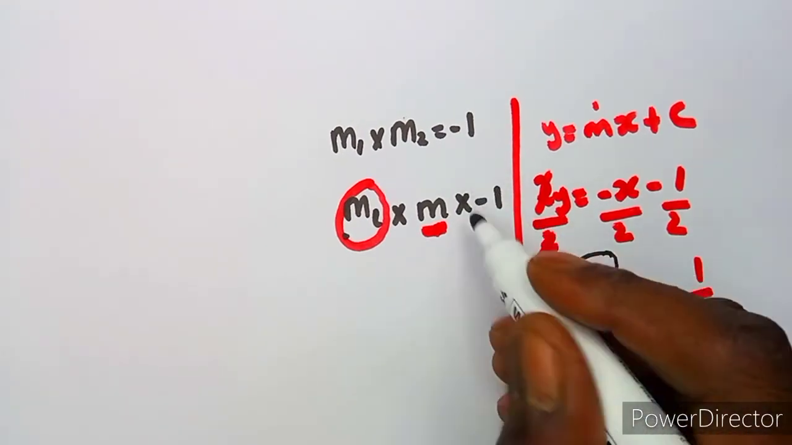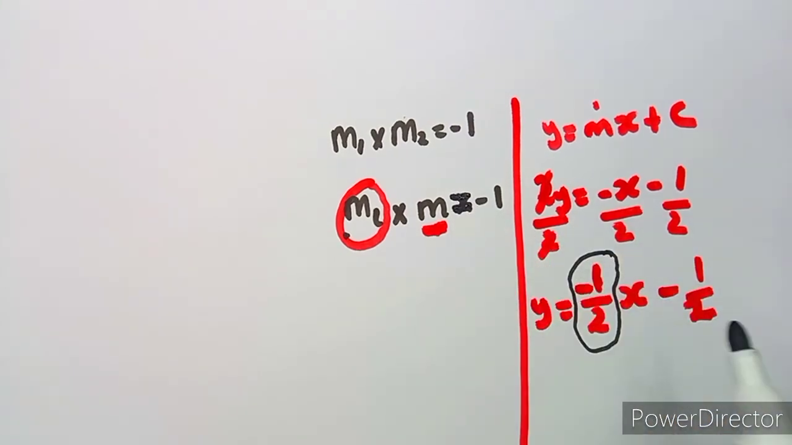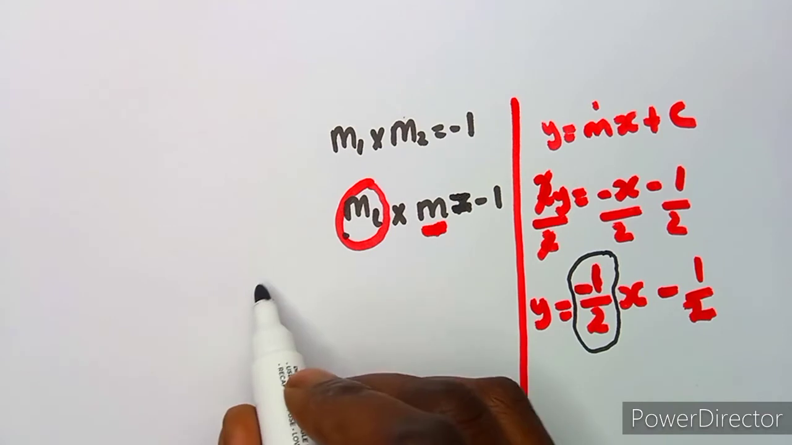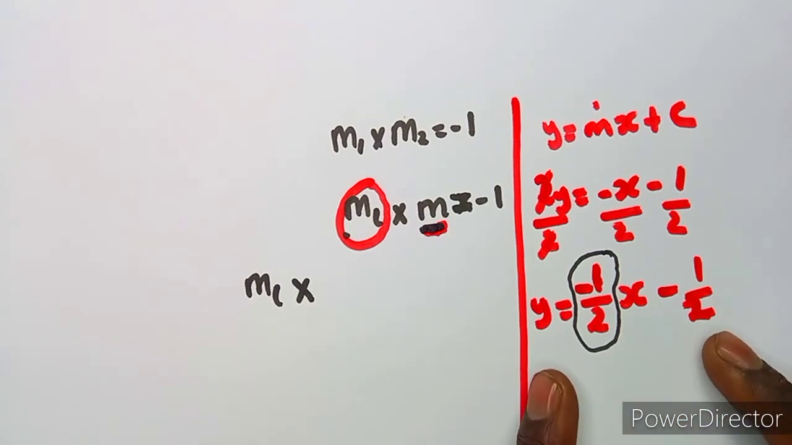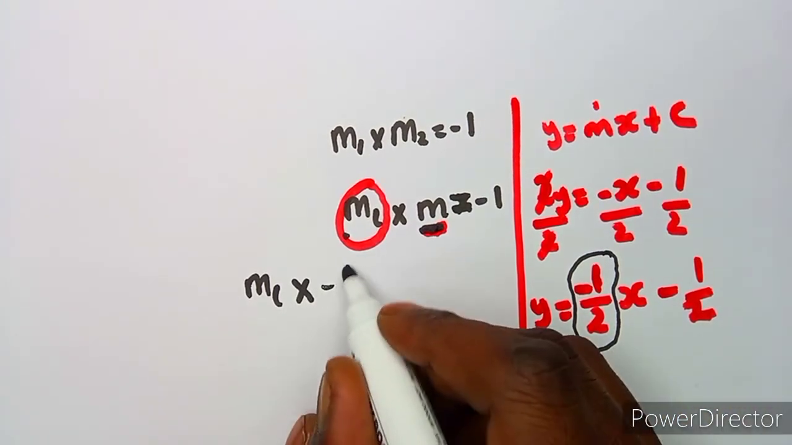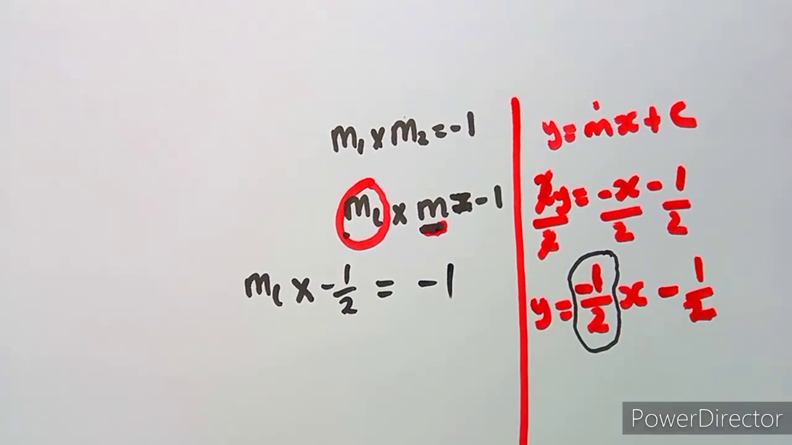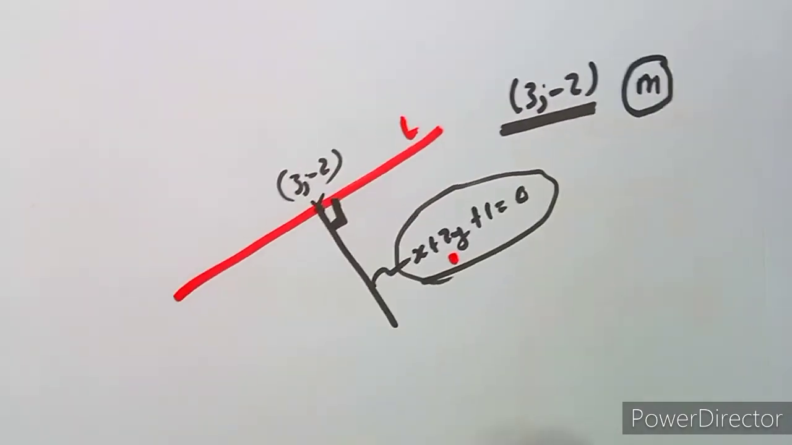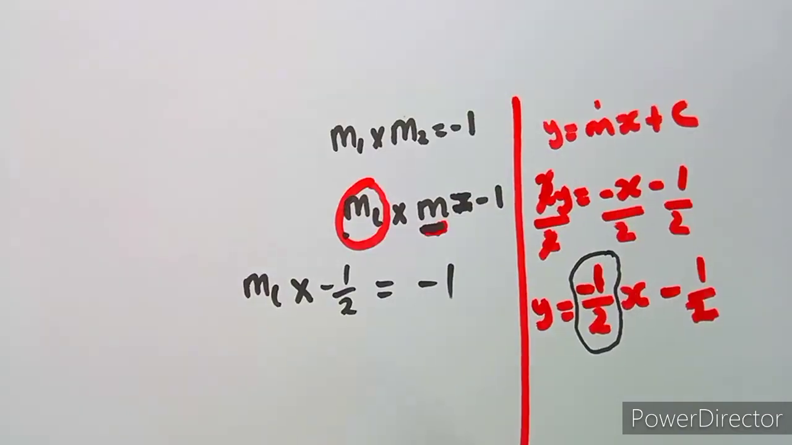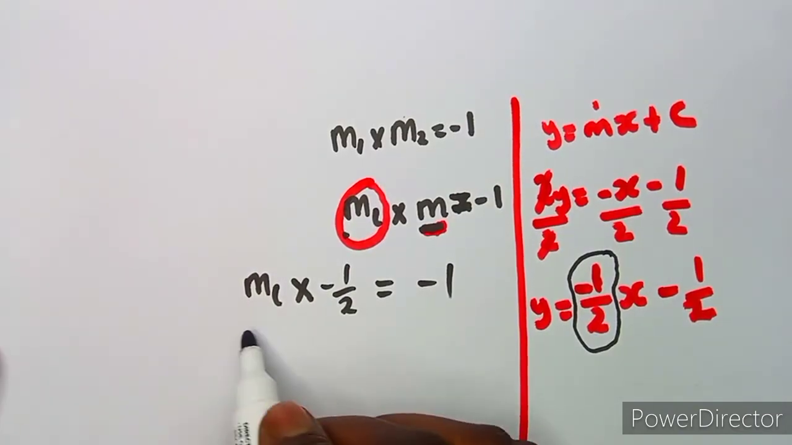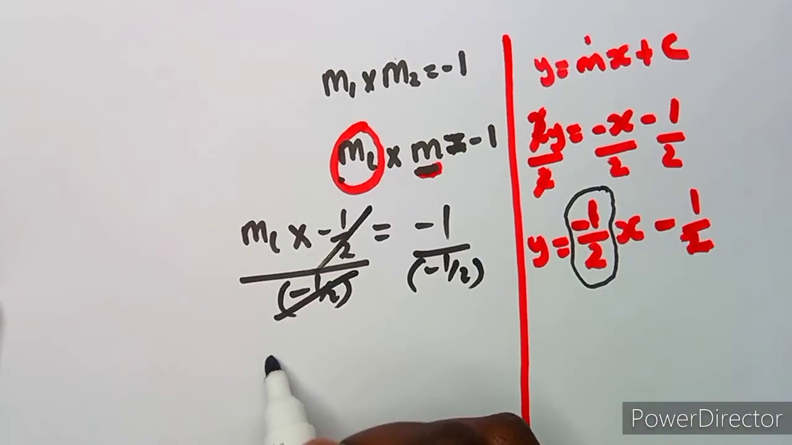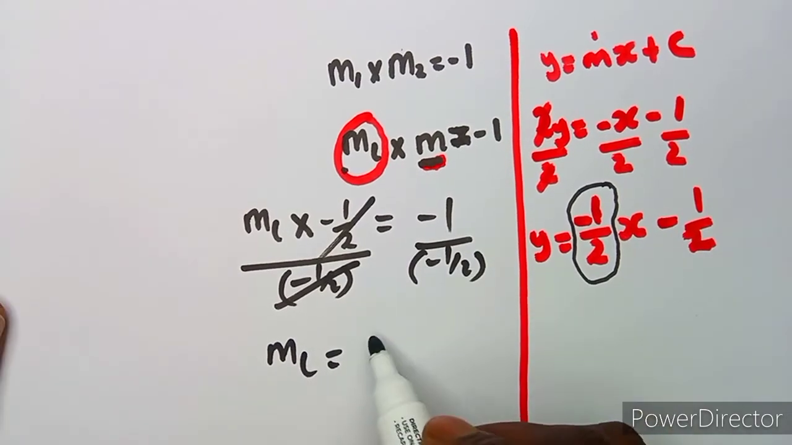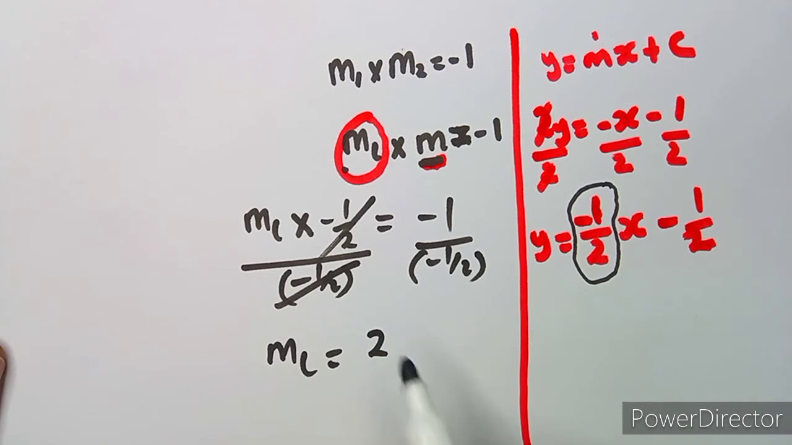Here I'm using multiplication. So the gradient of L, which is the one that we want to calculate, times the gradient of the line that we are given, which is -1/2, should give us -1. Why? Because these two are said to be perpendicular. So for me to find the gradient of line L, I simply divide both sides by -1/2. So this cancels, and the gradient of the line L is going to give us 2 if we simplify properly.